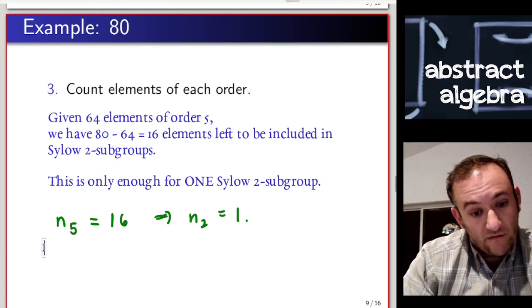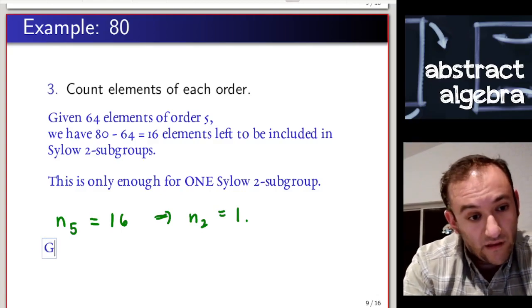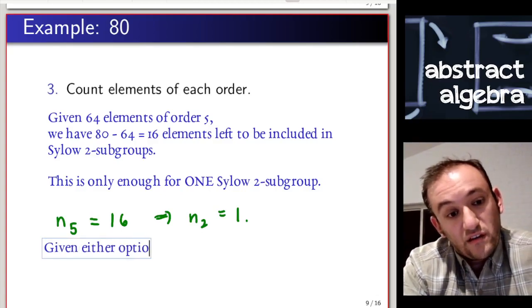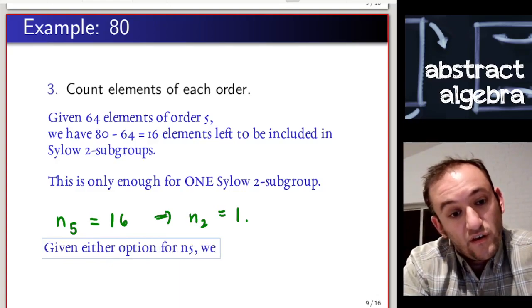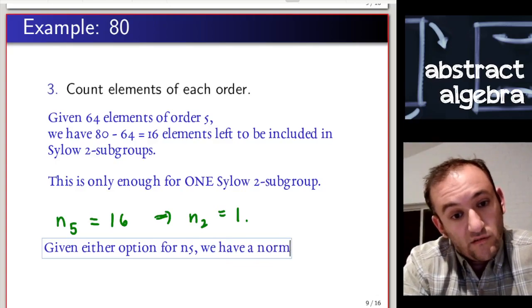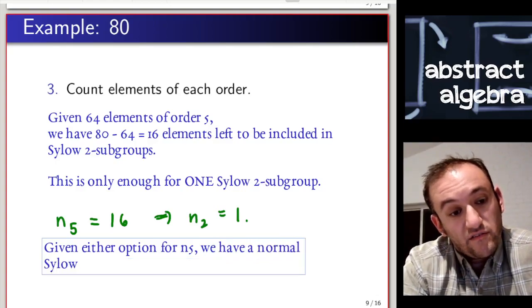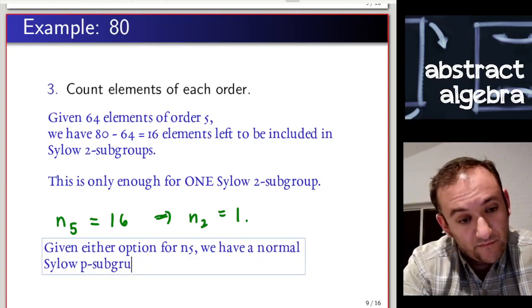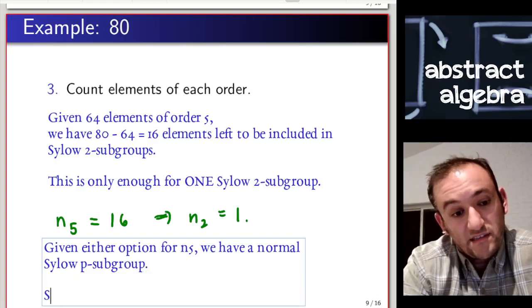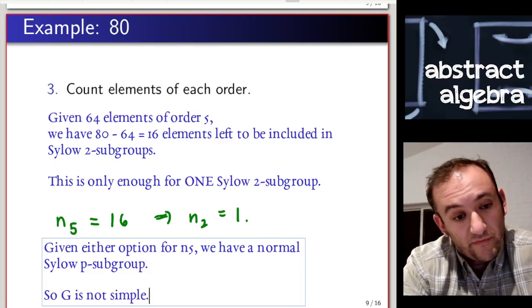Okay, so given either option for n5, we have a normal Sylow p subgroup. Okay, so G is not simple. Cool.